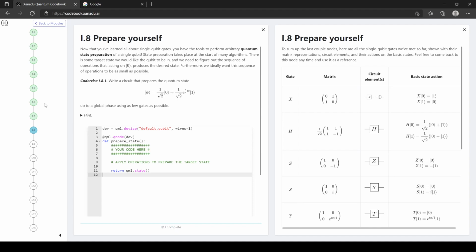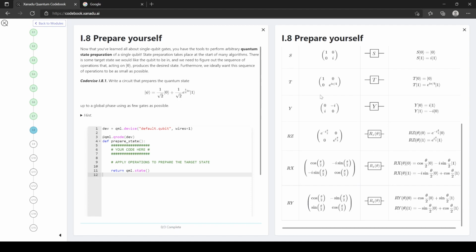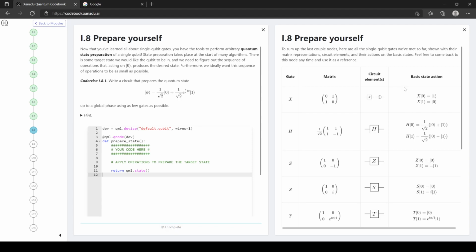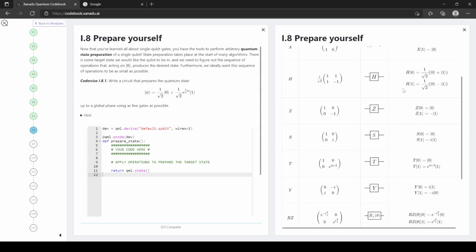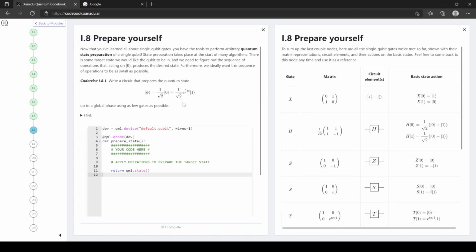Specifically today we are talking about state preparation. So we have a nice list of gates over here, their associated matrices, and what they do on the 0 and 1 state. So first thing we can do is look at the problem, and the problem is to prepare the qubit in the following state. So how do we get it there?